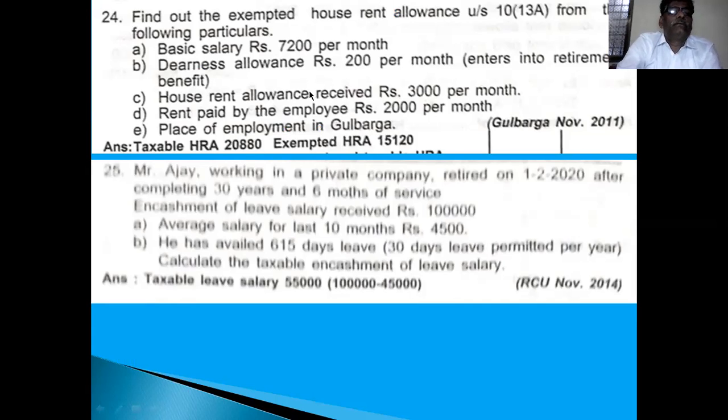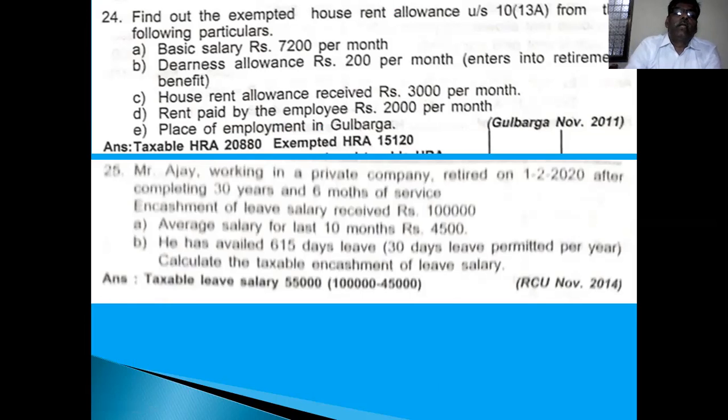And the third point, 40% of salary, because the place is Gulbarga. 40% of 7,400 you calculate. Then automatically 1,260 is the least. 1,260 is the least. You deduct it in the outer column. The remaining is taxable HRA every month. Per month HRA taxable, per month exempted. You calculate, or you multiply by 12 for the 1 year.